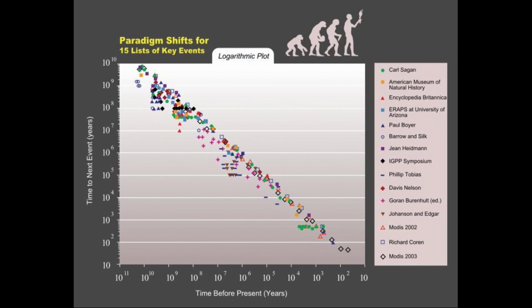And the idea here is that you see an accelerating rate of change across all these independently selected data points because both of the axes here are logarithmic. The time between major events is getting shorter and shorter, and how recent the most recent major event was is also getting closer and closer.